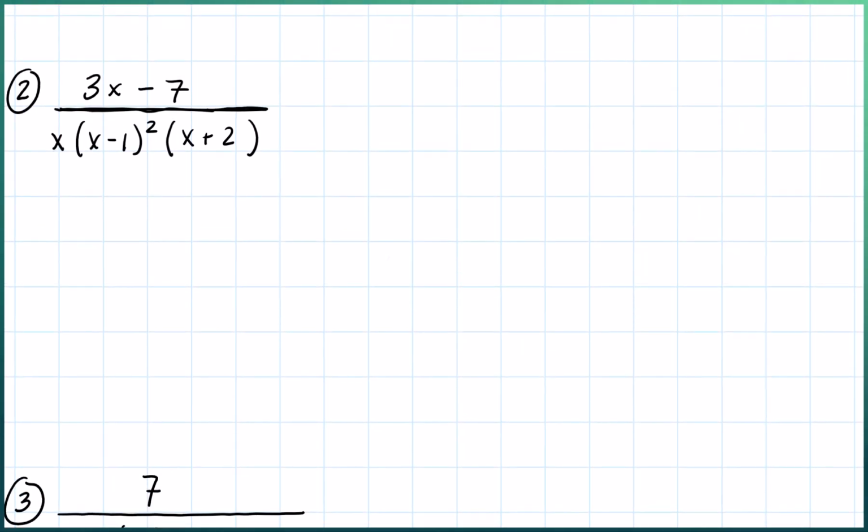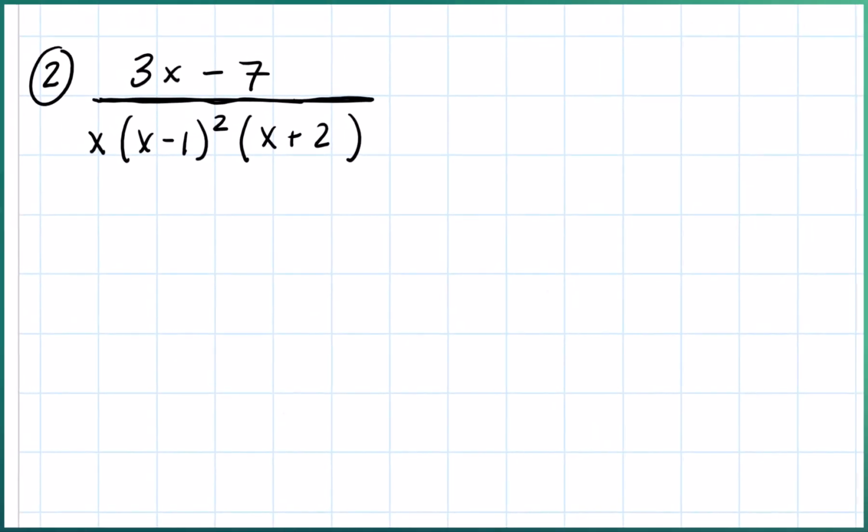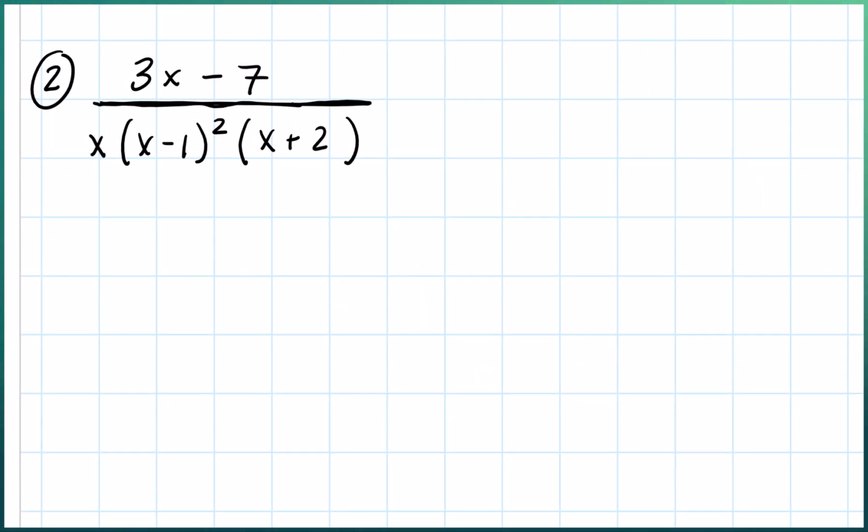So this one happened to come at us already in factored form. So we don't have to go through the factoring, but notice this x right here, by the way, would be like an x minus 0. I just want to mention that.